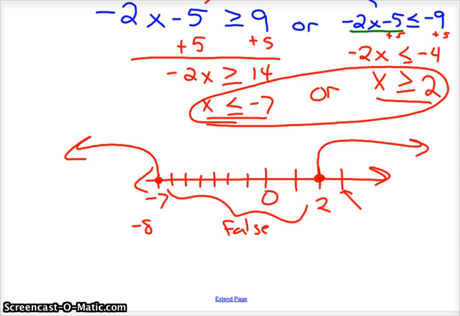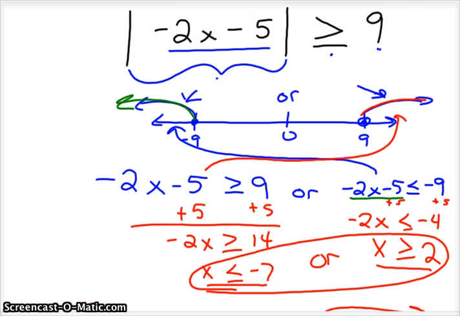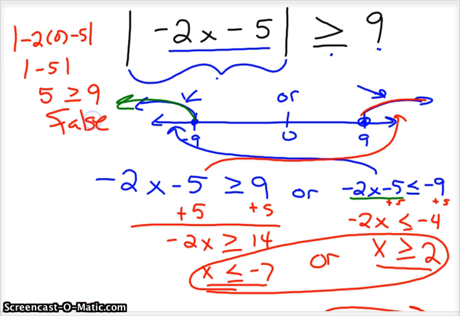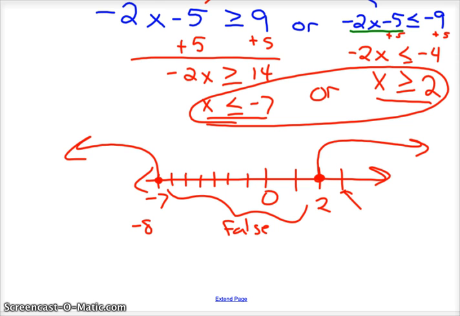So you could put 0 in there. And I got time. Let's put 0 into that original equation and see what we get. And so we'd have absolute value of negative 2 times 0 minus 5. Negative 2 times 0 is 0. That would be the absolute value of negative 5. We know the absolute value of negative 5 is positive 5. Is that greater than or equal to 9? And that's a big false. So we know points in between 2 and negative 7 will not work. And points outside of 2 and to the left of negative 7 will work.